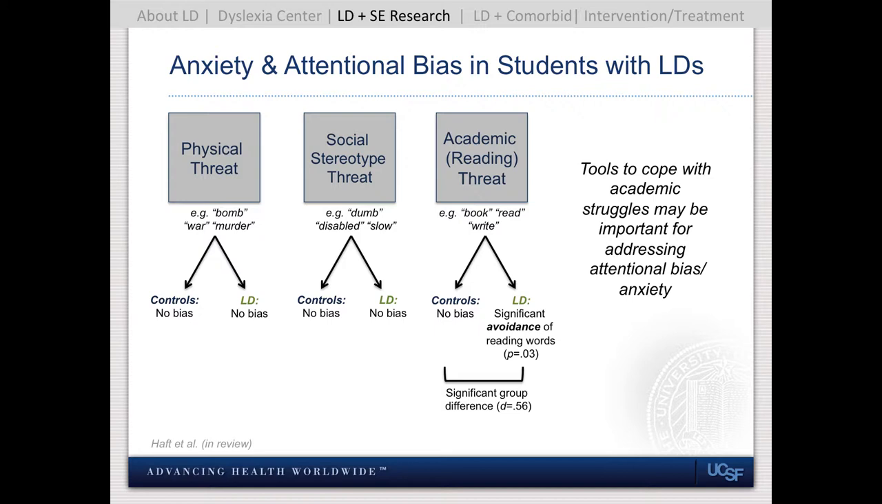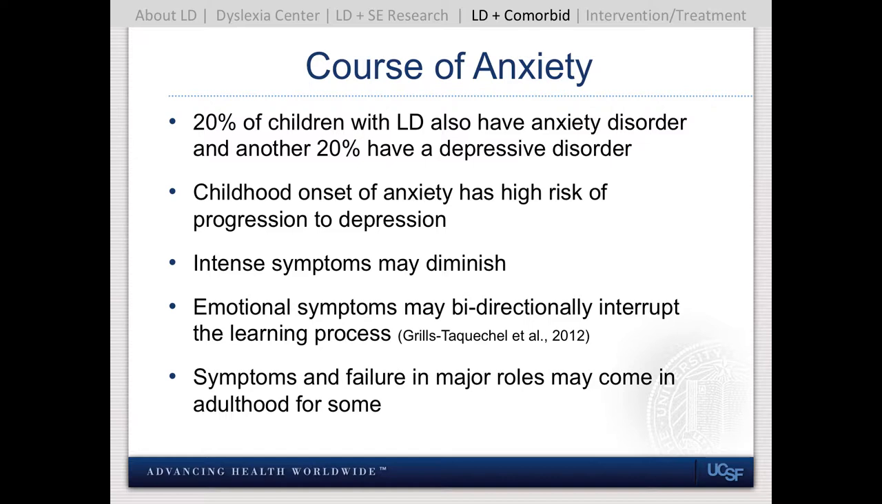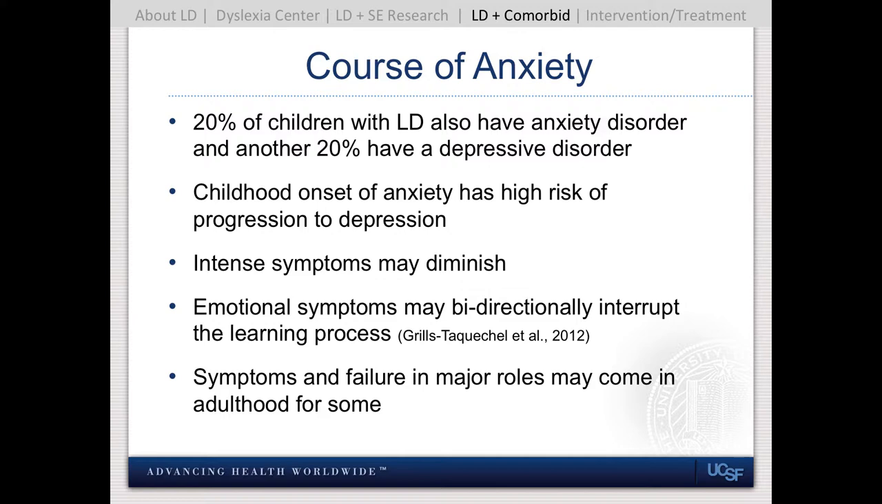The course of anxiety is that about 20% of kids with LD have a significant amount of anxiety, enough to call it an anxiety disorder, and about 20% go on to develop depressive disorder. So a total of 40 with anxiety, but 20 just anxiety, 20 more go to depression. The childhood onset has a high risk of progressing to depression. The intense symptoms may diminish, but the emotional symptoms seem to continue on in a more internalizing way, not in a way that's as obvious.